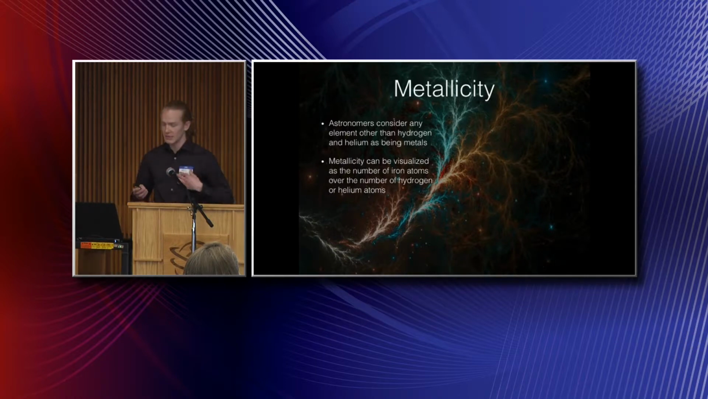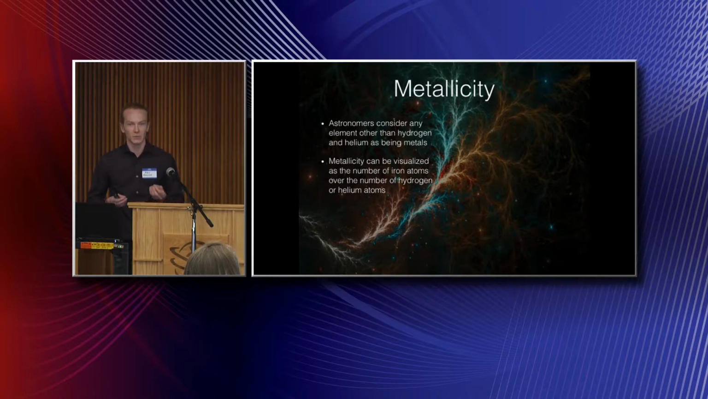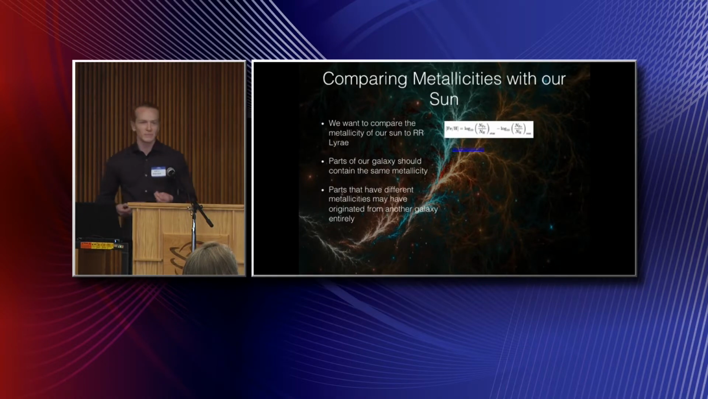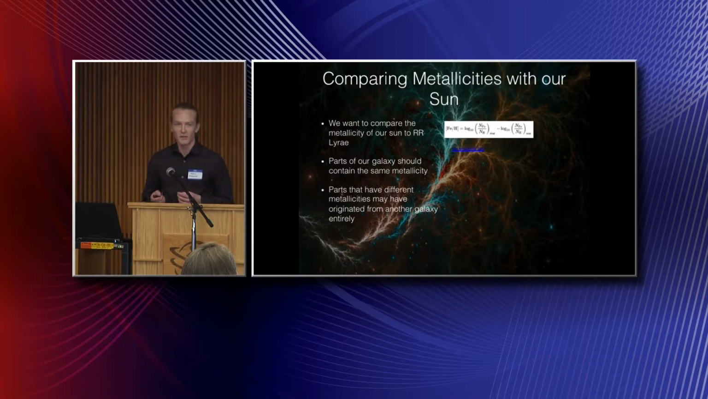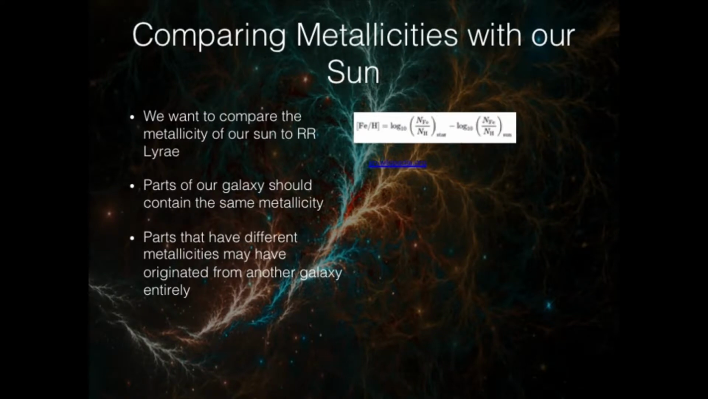So I'm going to address metallicity because I'm going to bring it up a lot. You can visualize this as the ratio of iron atoms within a star to the number of hydrogen or helium atoms within a star. And so in this presentation, I'm mainly concerned with comparing the metallicity of a star to our sun. And this is the formula that allows us to do this, so let's make sure we understand it. The first logarithm term is the metallicity of the star. Second term is the metallicity of our sun. And this is in logarithm form, and it compares them that way. So if it's greater than zero, that means it has a greater metallicity than our sun. If it's less than zero, it has a lesser metallicity than our sun. Equal to zero, it has the same metallicity as our sun.